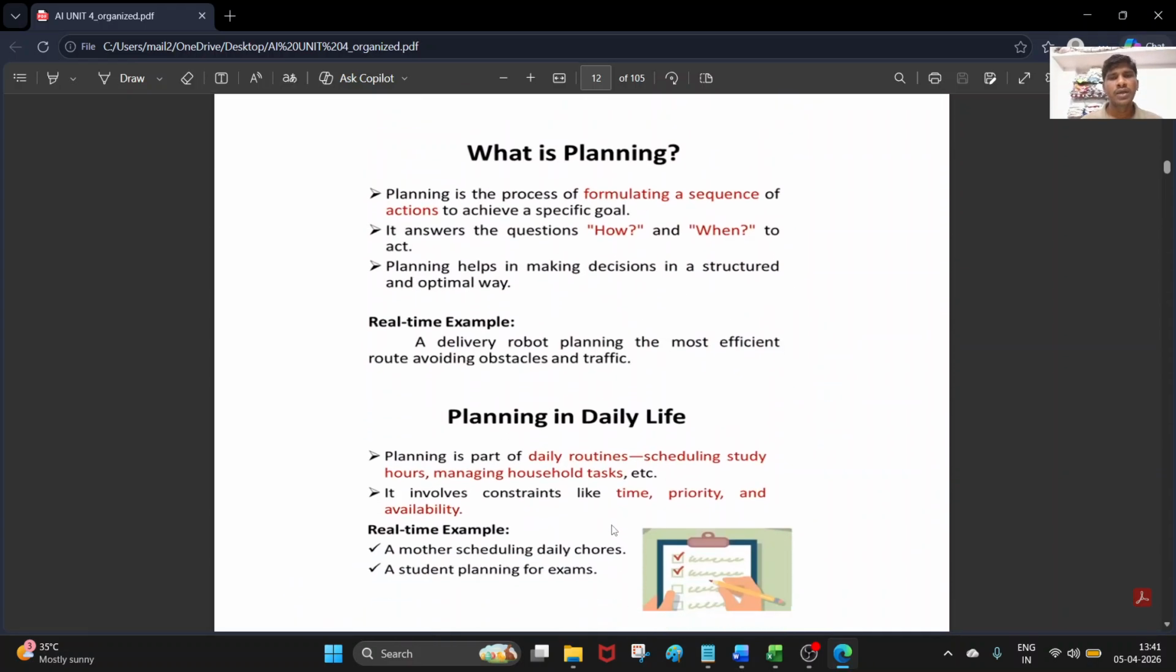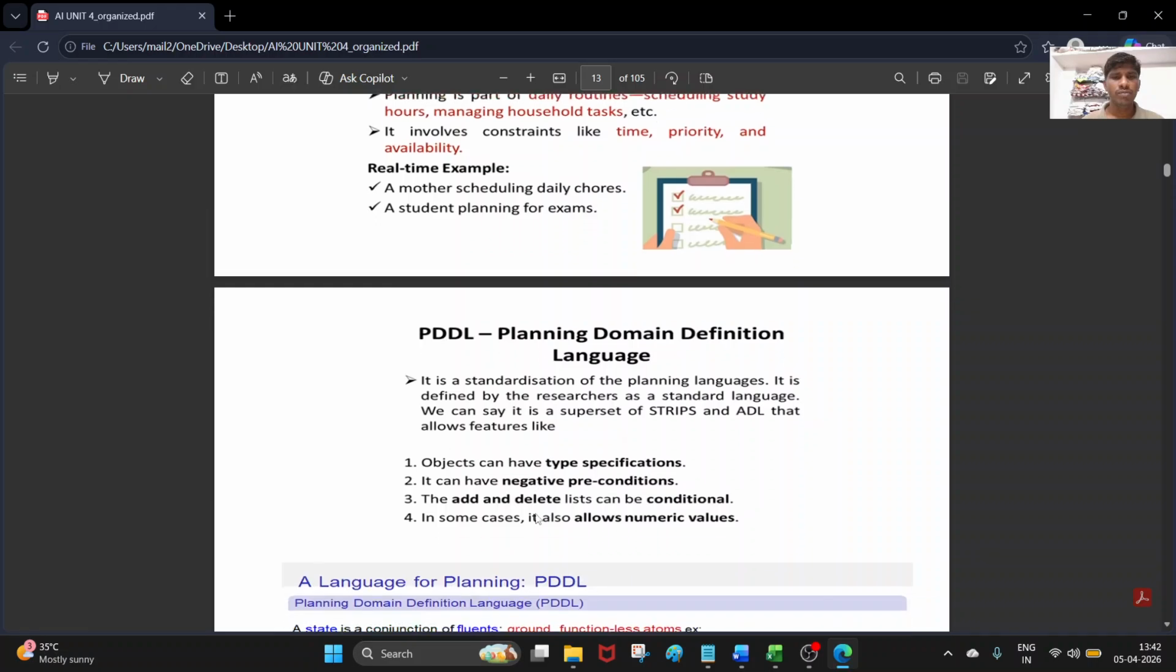As we have seen earlier, planning is a part of daily routine. For example, let us consider a study schedule. It includes study hours and managing household tasks. In our daily routine we may have a schedule for studying and also for doing household work. So it involves constraints like time, priority and availability. These are all real-time examples for planning.